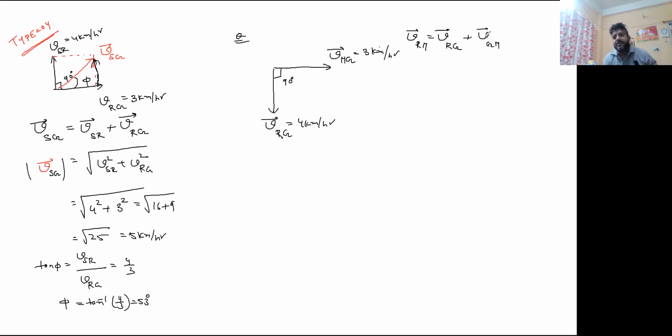Now you see this language: velocity of the ground with respect to man. Is it possible? मतलब मैन ग्राउंड के ऊपर चलता है कि ग्राउंड मैन के ऊपर चलता है? मैन ग्राउंड के ऊपर चलता है. So man with respect to ground is possible, but ground with respect to man is not possible. So once you get this type of situation, you have to change it. Rain with respect to ground minus velocity of the man with respect to ground. Is it clear?